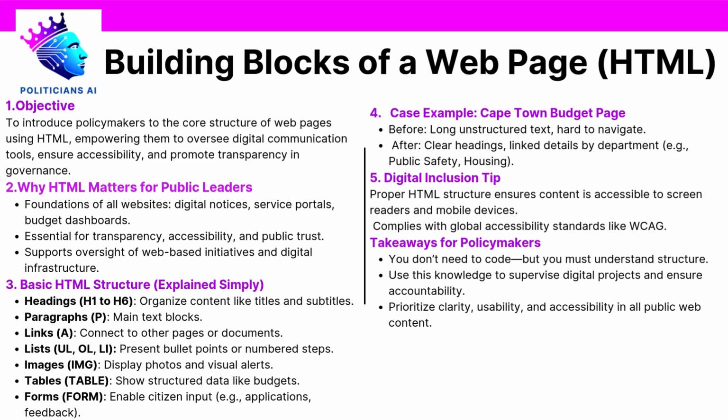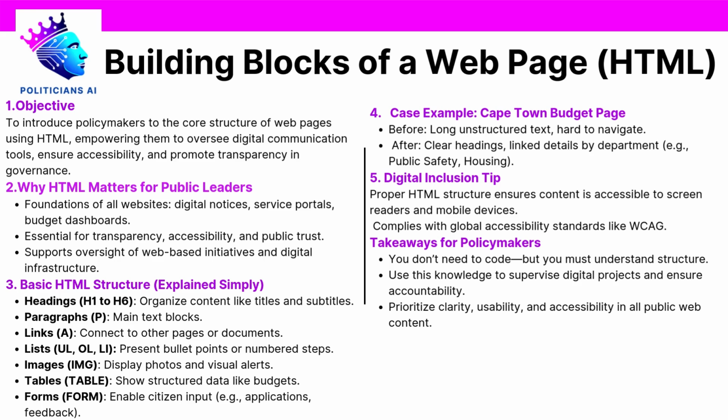Part 4. Real-life application, budget page. Let's take a real-world example. Imagine you're reviewing the online budget summary for the city of Cape Town. All the data is displayed in a single block of unformatted text. There are no headings, no clear sections, and no links. As a result, citizens cannot find what they're looking for. Transparency suffers.